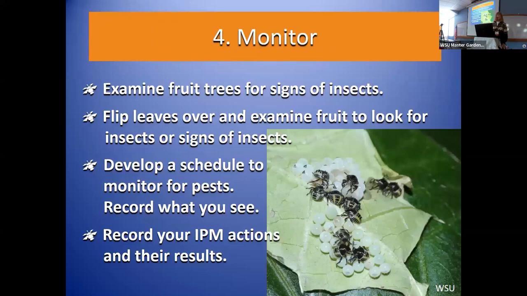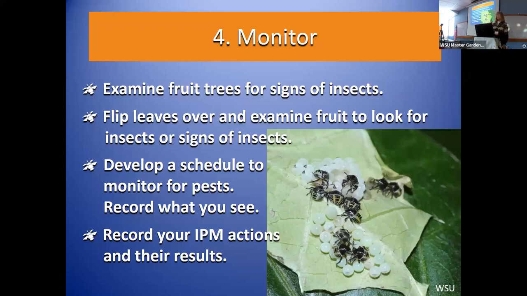So our last step in this process is you want to monitor. So get out and look for signs of insects in your fruit trees. One thing that you'll want to do is flip over the leaves, because most of the eggs or nymphs or larvae will be on the underside of the leaves. So think about that. I was even at the Nisqually just recently and we were watching birds flipping over leaves to find insect food.